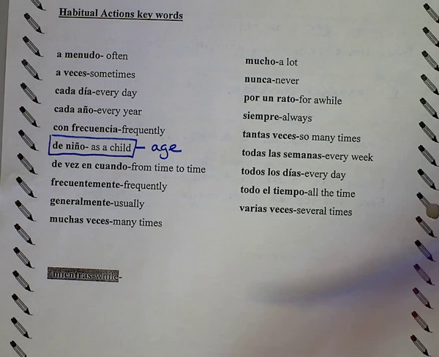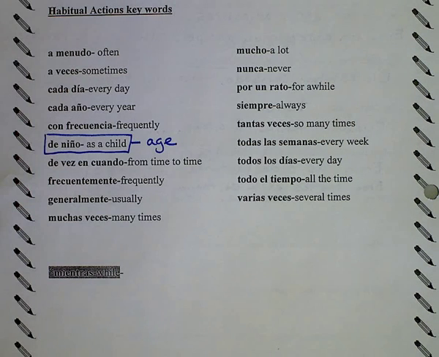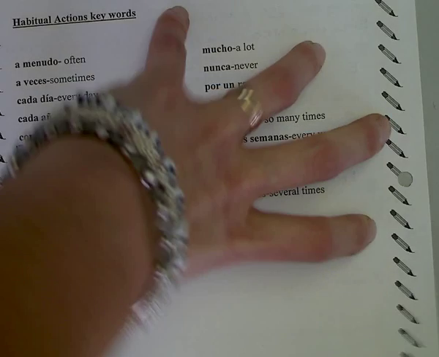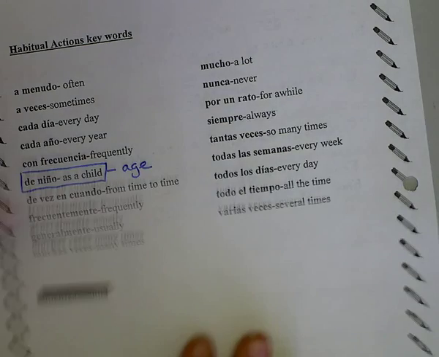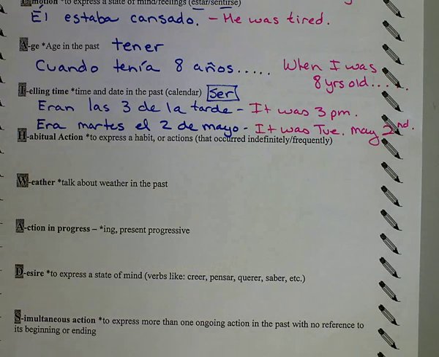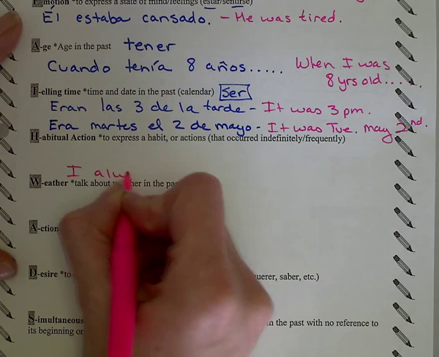So I posted on Google Classroom and on your Quizlet. I took both sets of words, the preterite and the imperfect keywords, and I smushed them together so you can start practicing them. Ready? Flip. So habitual action. Basically I want to say, like, I always walk to school every day. So how would I say I always walk to school every day? Yo siempre.